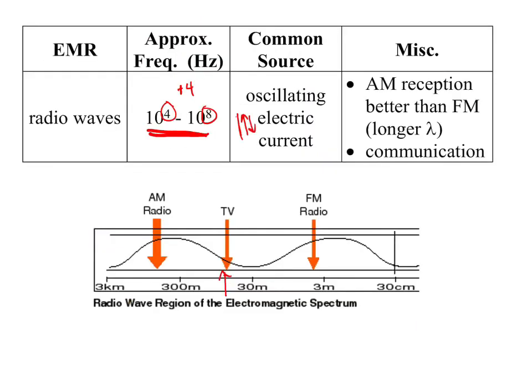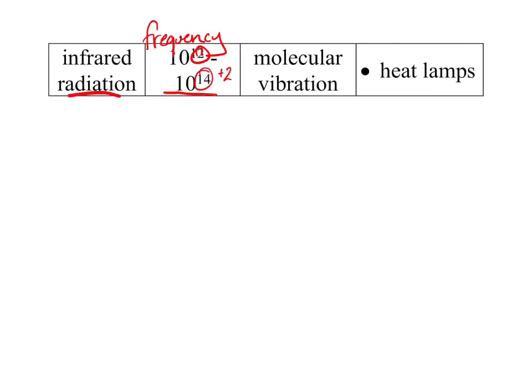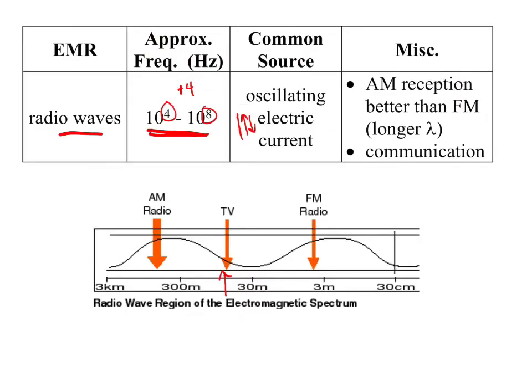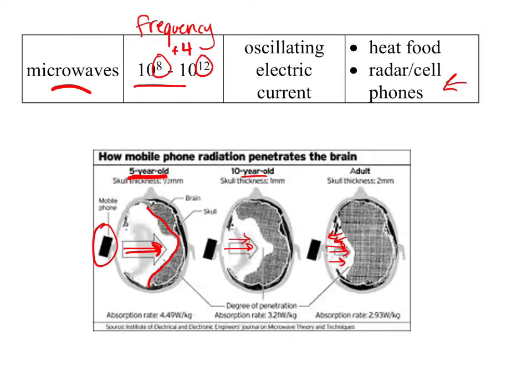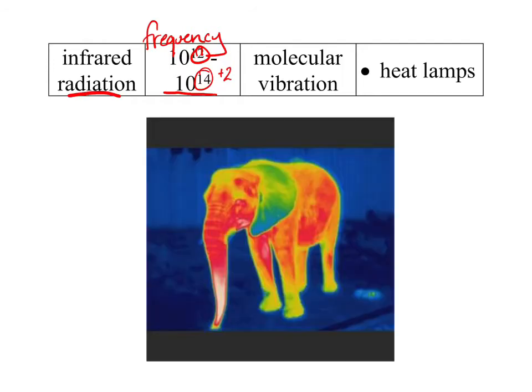So if you know the order of EMR, radio waves, microwaves, infrared, so on and so forth, then you know the first 2 is 10 to the 4 to 10 to the 8, 10 to the 8 to 10 to the 12. So those 2 exponents go up by 4, and now all the rest go up by 2. So I'll keep pointing that out.